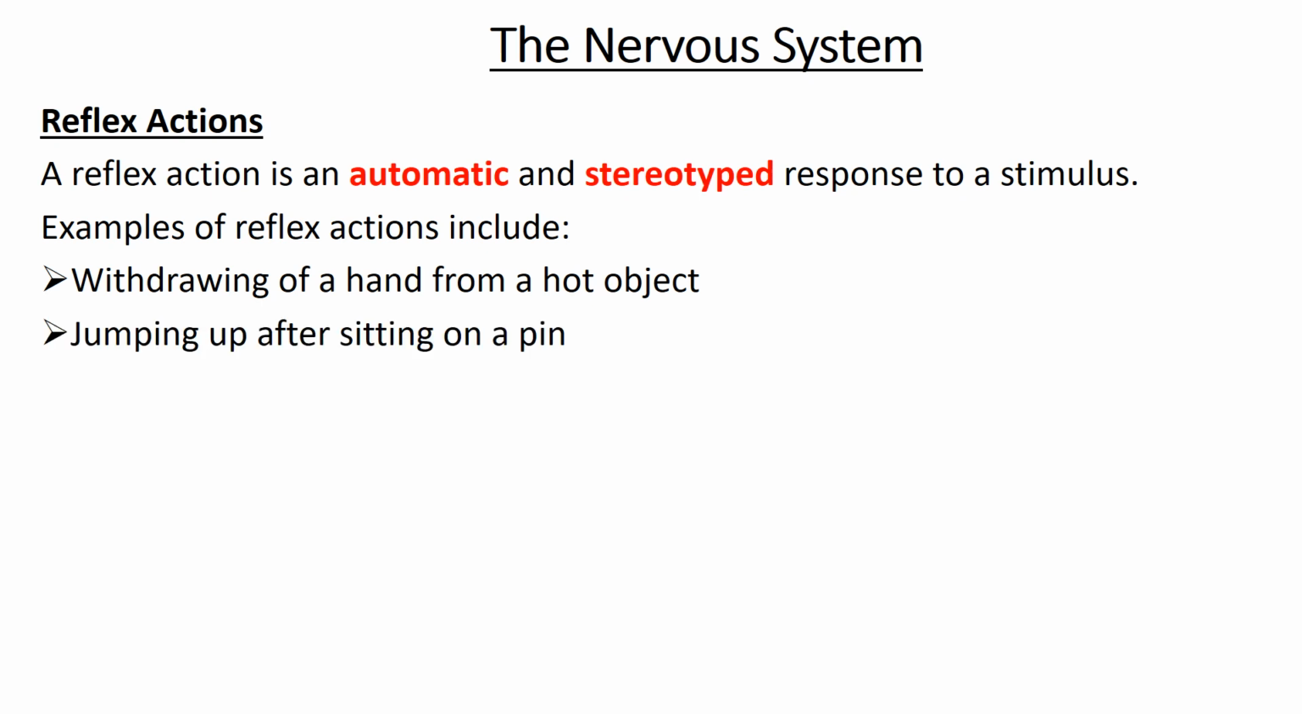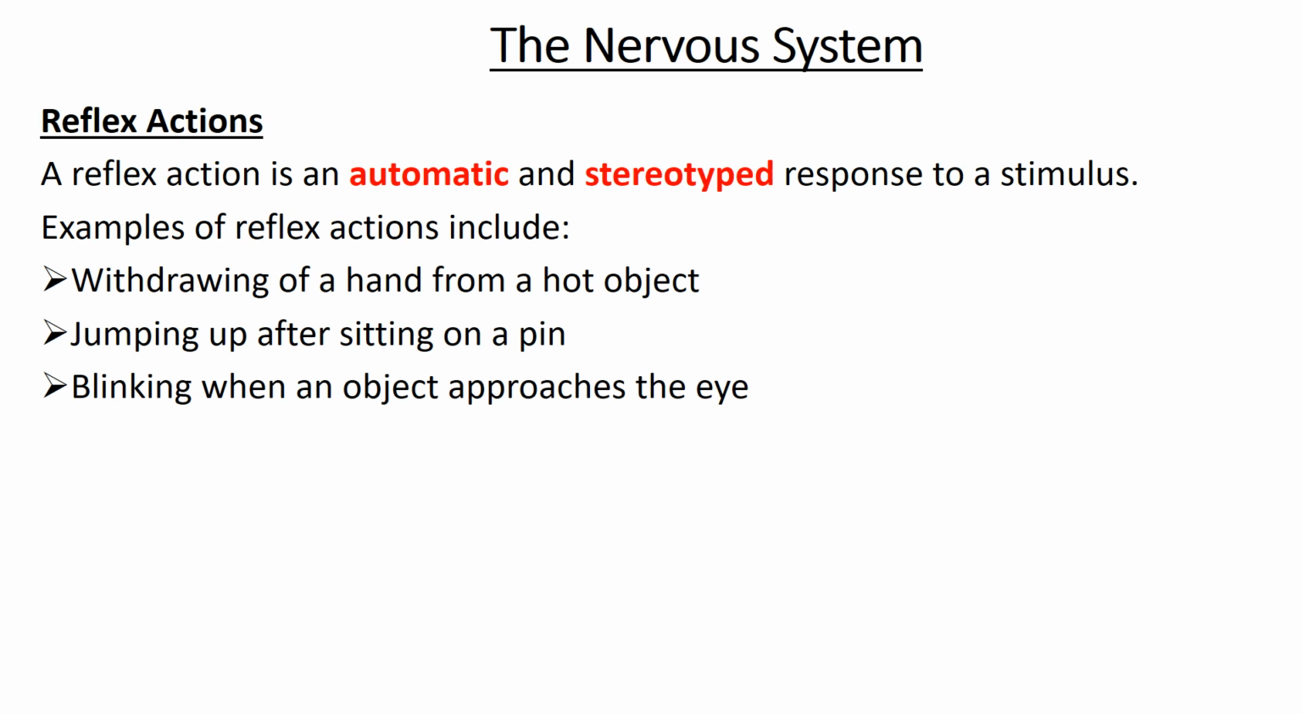The next one is jumping up after sitting on a pin. Sit on a pin, you won't even think, should I stand up or what? You just jump up. The next one is blinking when an object approaches the eye. We don't even sometimes know that we have blinked when something is approaching our eyes.